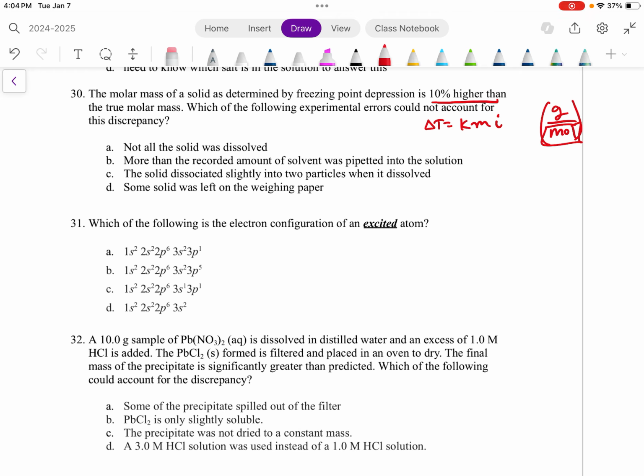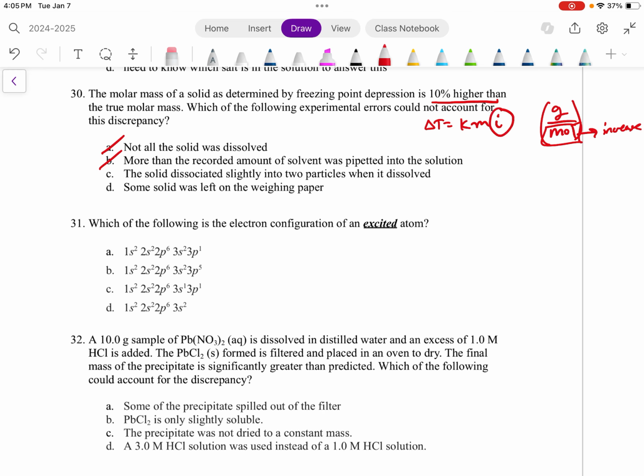So we're looking for the one of these errors that would cause the moles to increase. Because if moles increases, this fraction decreases, okay? Okay, so if not all the solid was dissolved, that would be less moles of stuff. So that's not going to be it. More than the recorded amount of solvent was pipetted. So if there's more solvent, it's going to be a lower molarity of substance, so then lower moles, okay? The solid dissociated slightly into 2 particles when it dissolved.